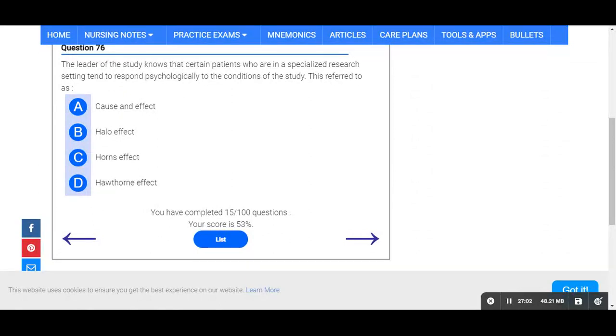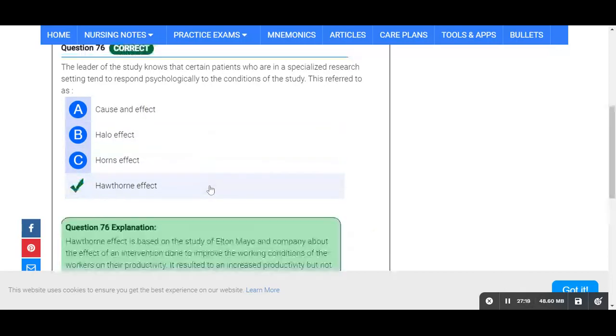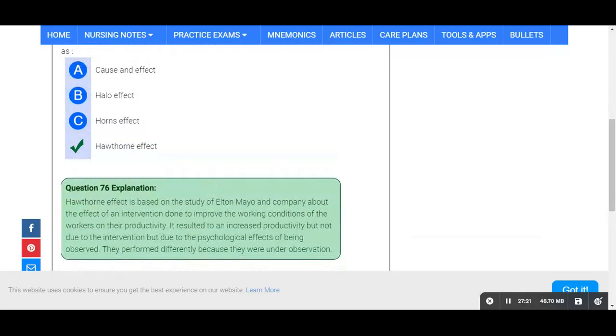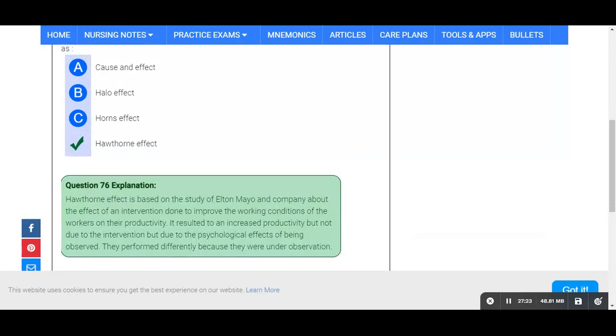So, certain patients who are in specialized research settings tend to respond psychologically to the conditions of the study. So, absolutely psychologically responding. Is it Hawthorne or Halo? Oh, I got it correct. It's actually Hawthorne effect. Yeah, I kind of remember it because I read this once in our PowerPoint presentation.